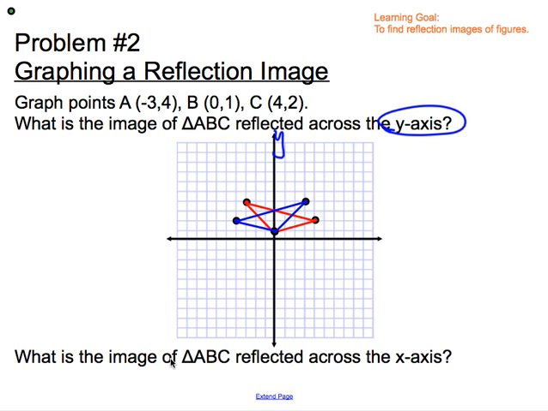And so finally, we're asked what the image of triangle ABC reflected across the x-axis is. Let's go ahead and take all of these points and take them to the x-axis. So we have triangle ABC was our red triangle. So we're going to go towards the x-axis. 1, 2, 3, 4, 5, 6, 7, 8.